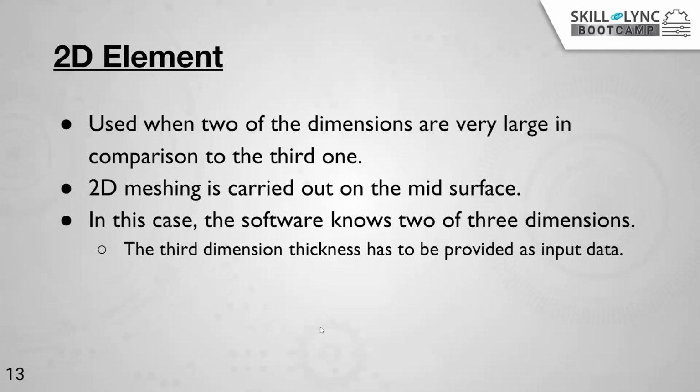In a 2D element, it is used when two of the dimensions are very large as compared to the third dimension. 2D meshing is carried out on the mid surface. In that case, you already have the two dimensions. The only dimension which is missing right now is the thickness, right? So while meshing, you need to only assign the thickness value, and you have all the three dimensions.